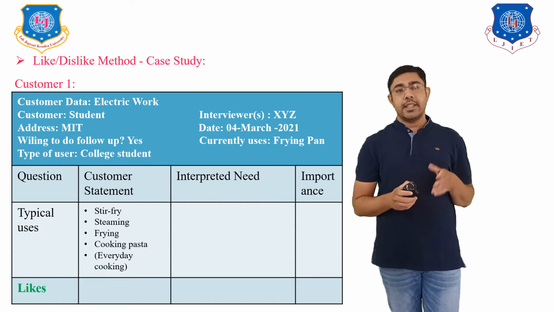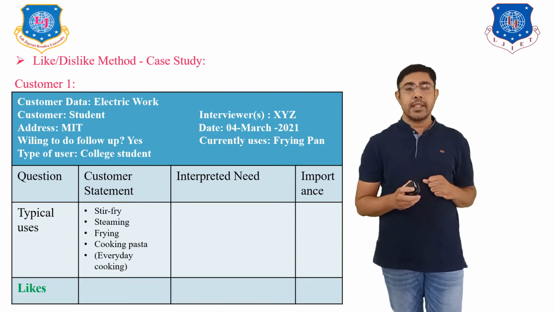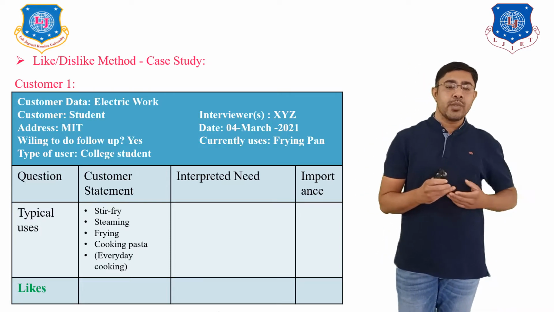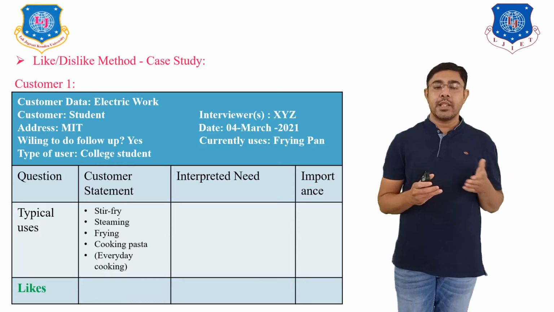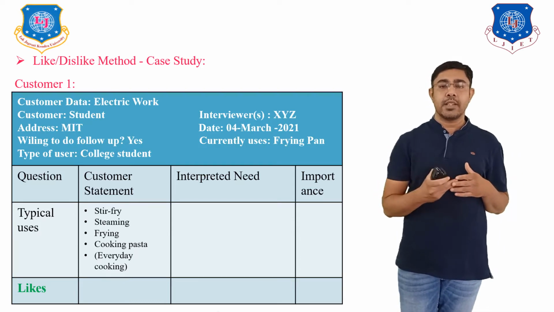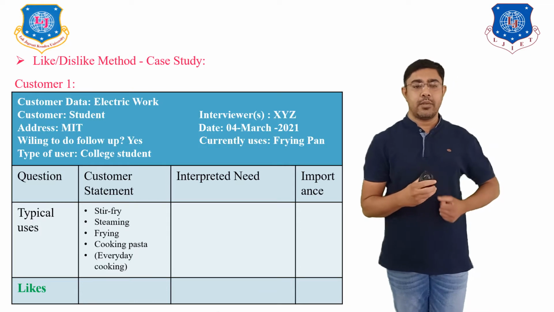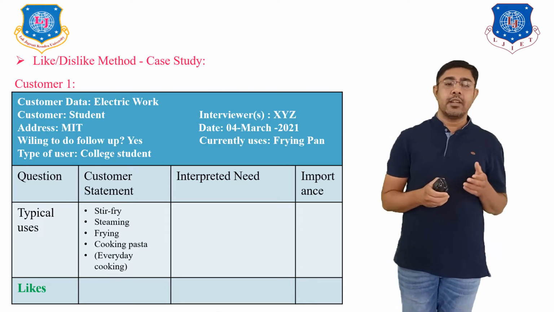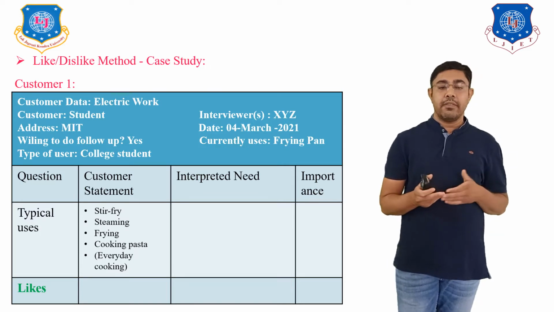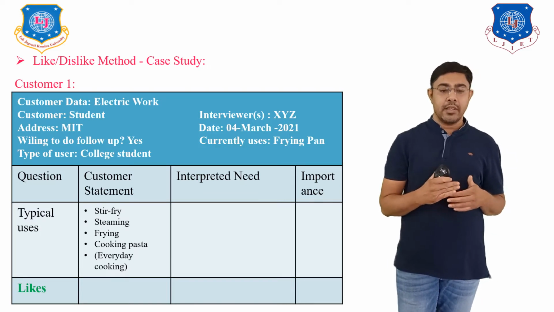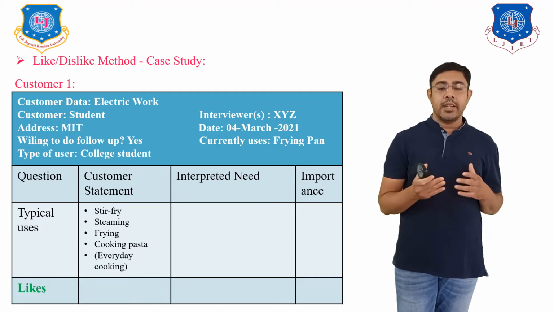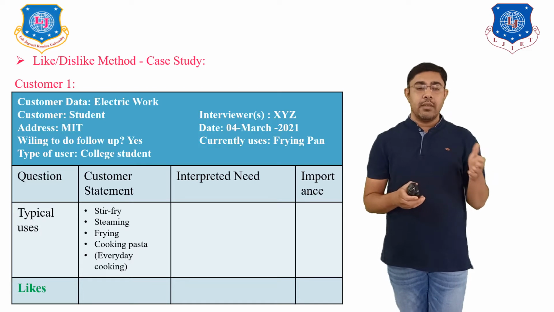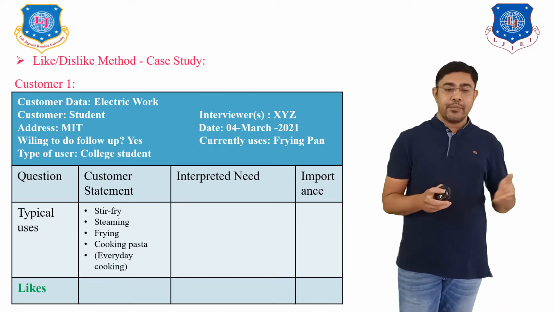In the form, the first column is the questions, and the first question is typical uses. Whatever the customer states for typical uses has to be mentioned in the second column. For typical uses, the customer statements are stir fry, steaming, frying, cooking pasta, and everyday cooking.